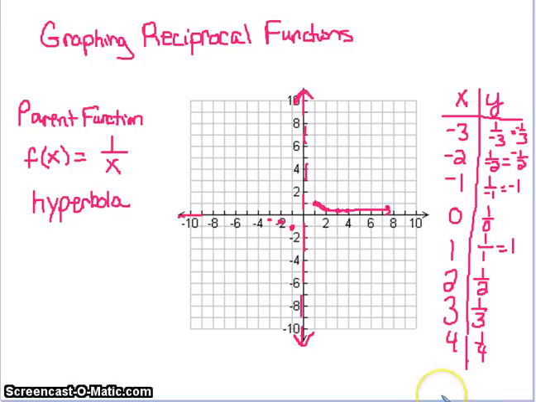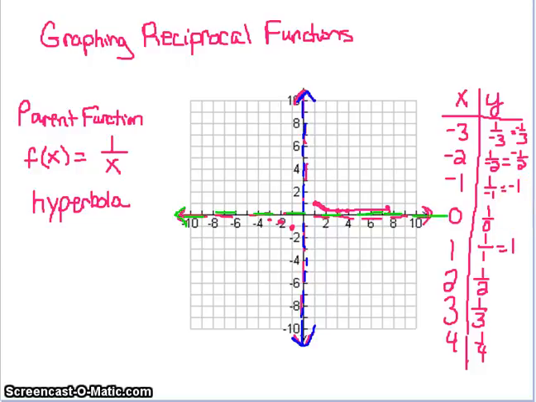But no matter what number you plug in for x, we are never going to actually get a 0. It's impossible for us to get a 0. So we have another asymptote with our reciprocal functions on the x-axis. I should have made these a different color. We have an asymptote on our y-axis, and we have an asymptote on our x-axis.